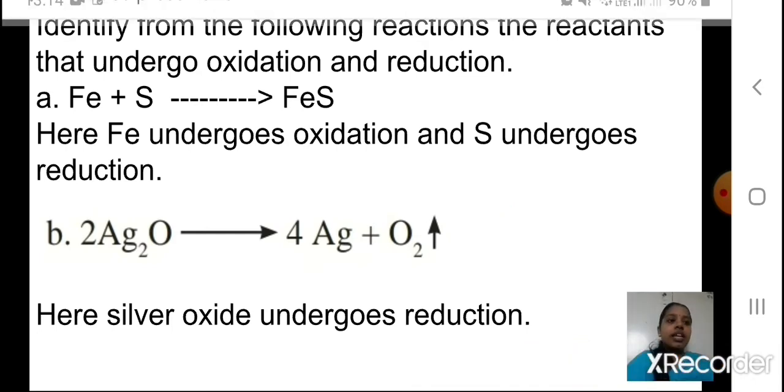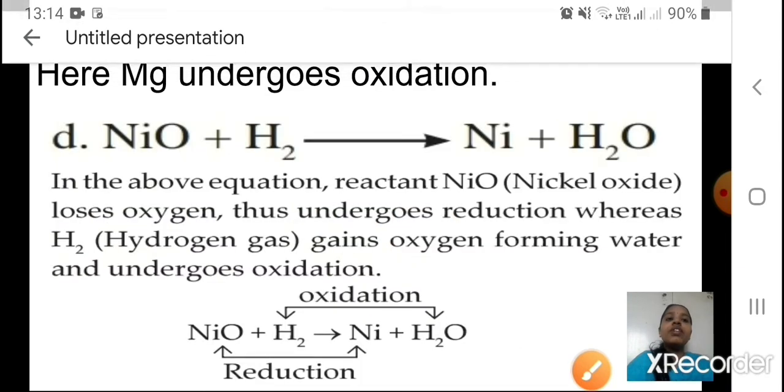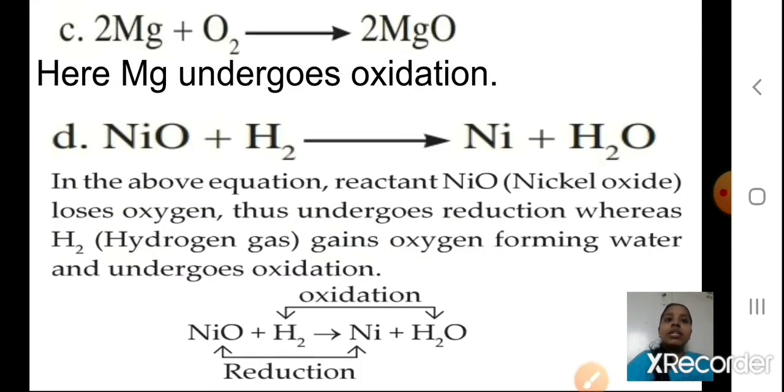Okay students, next we will see 2Mg plus O2 gives 2MgO. A simple reaction, you know this is a combination reaction, right? You have studied combination reactions, when two or more reactants combine together forming a single product. Now here Mg undergoes oxidation. Why? Because Mg is accepting oxygen. So we will say that Mg, that is magnesium, is undergoing oxidation.